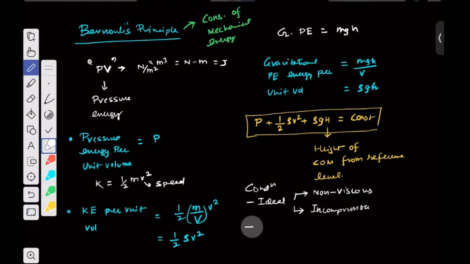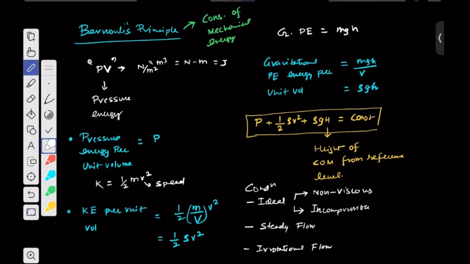Next condition is the flow must be a steady flow. We'll see what steady flow means. And it should be an irrotational flow. What basically irrotational flow means is, suppose you have some rotational flow happening, and you put a paper which can float on the water, it will start spinning or rotating instead of moving in a certain direction.